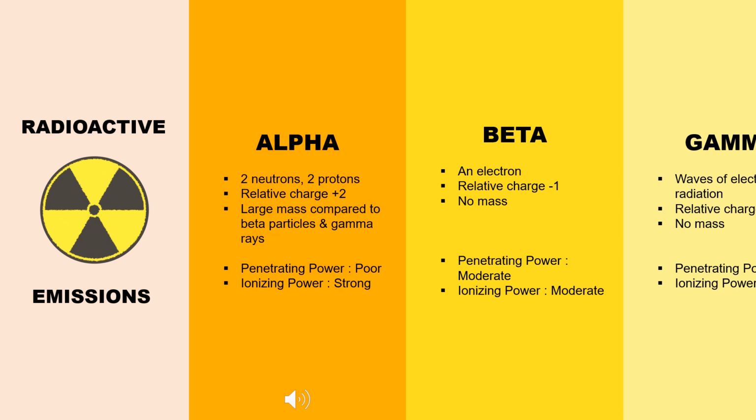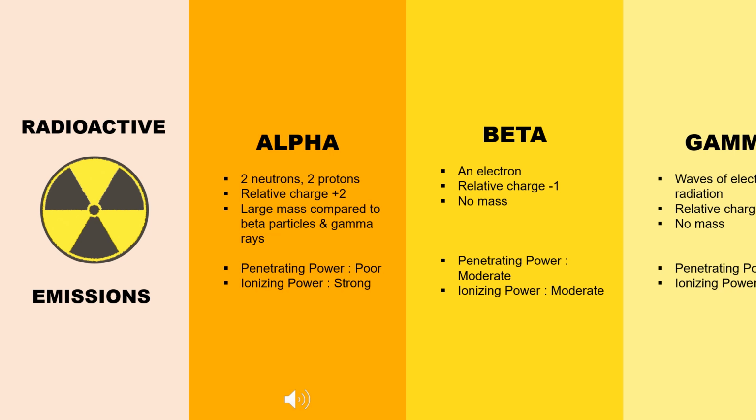Now, an alpha particle consists of 2 neutrons and 2 protons. So, it is similar to a helium nucleus. It has relative charge of +2 and it has a large mass compared to beta particles and gamma rays.